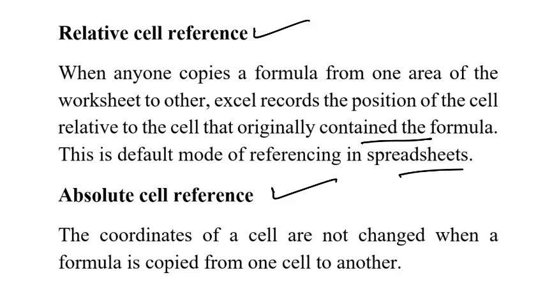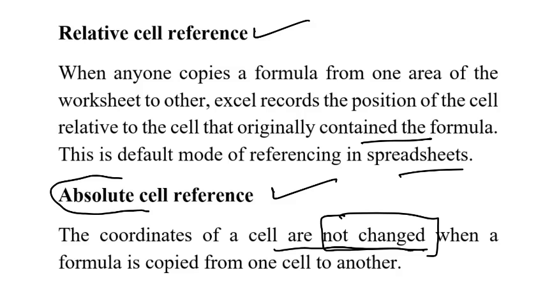Then what about absolute cell reference? The coordinates of a cell are not changed. You have to think of it this way: it will not change when a formula is copied from one cell to another. What is this absolute cell reference? Absolute means a constant, a particular cell. Whenever you copy, it will not change.